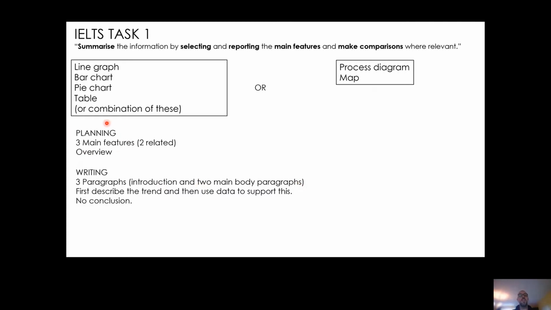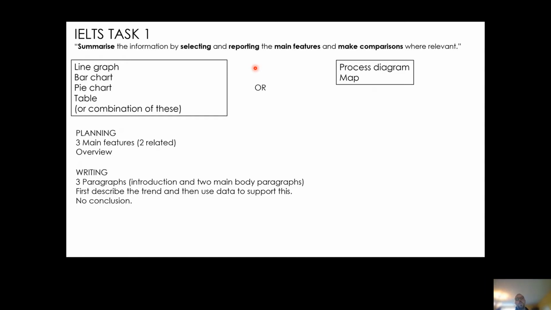That means the two features which are related will appear together in the same paragraph, and the other feature will appear in its own paragraph. That way, I'm showing the examiner not just that I can select features that are interested in this data, but that I can report them in a way that recognizes connections between them.